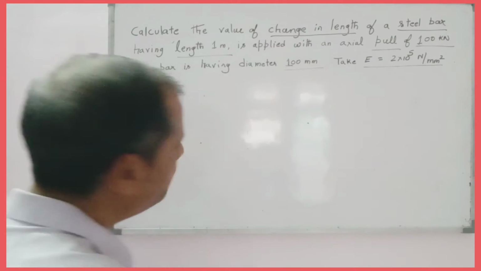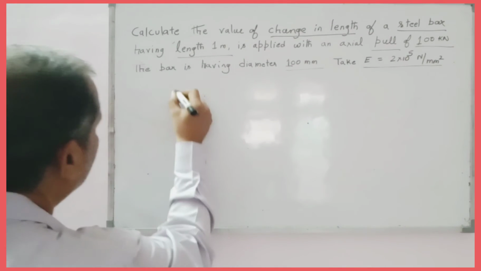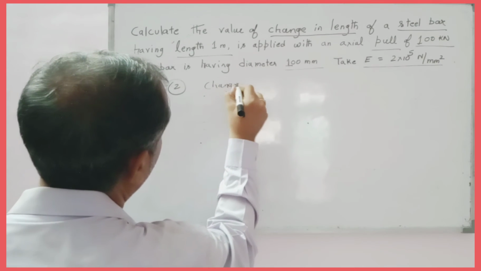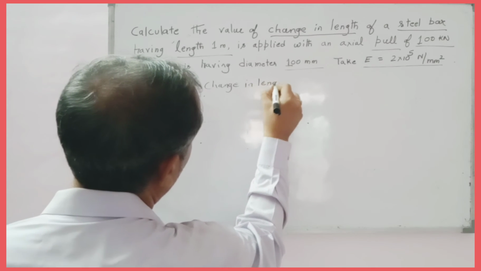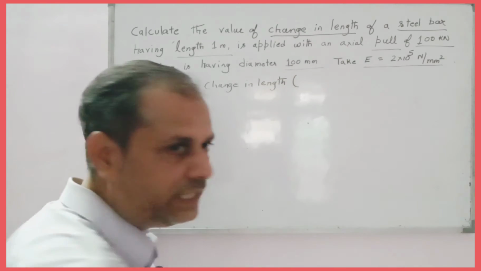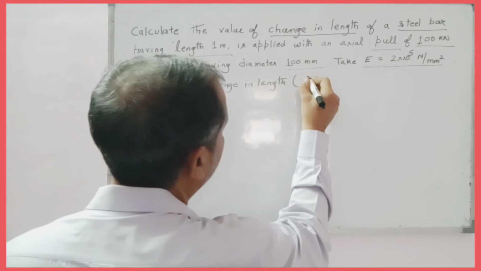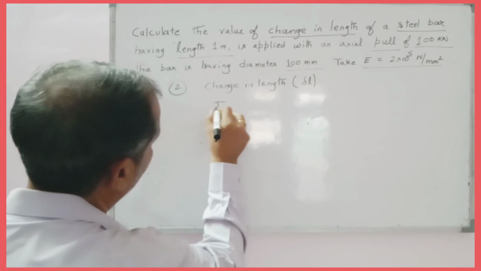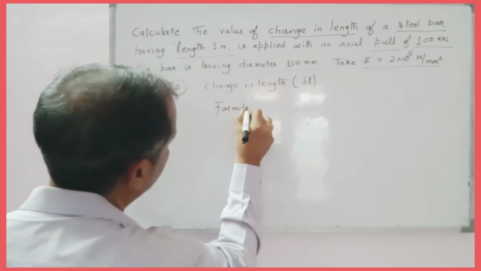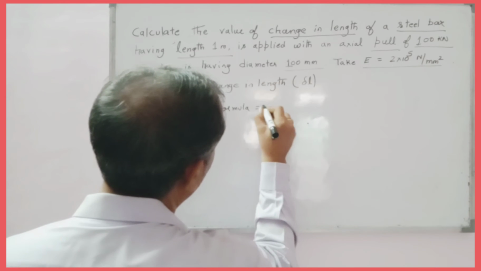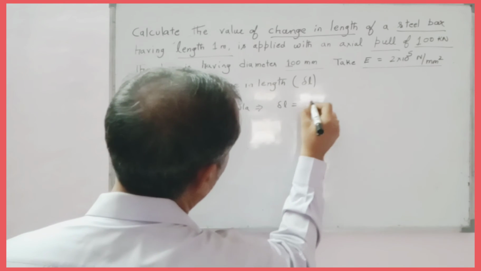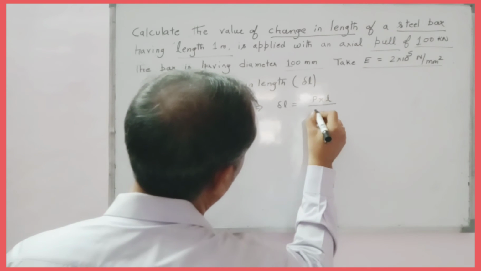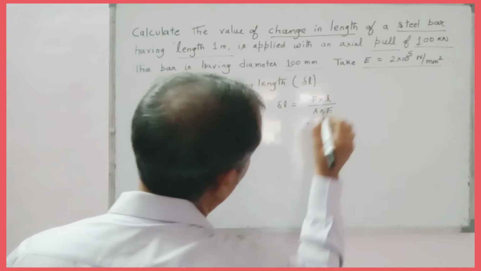So in the next step we are using the empirical formula to calculate change in length. We usually denote the change in length with delta L. So what is the empirical formula? Formula to calculate change in length is given by delta L is equal to P multiplied with L divided by A and divided by E.